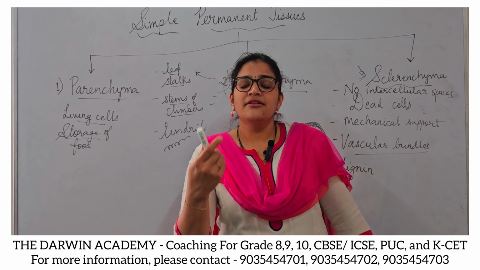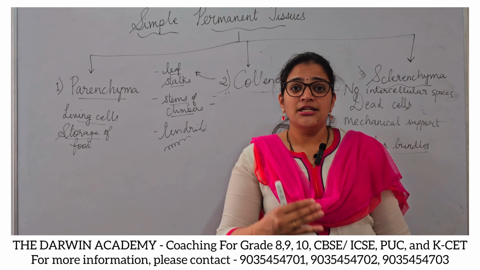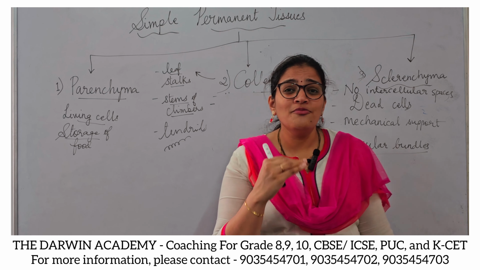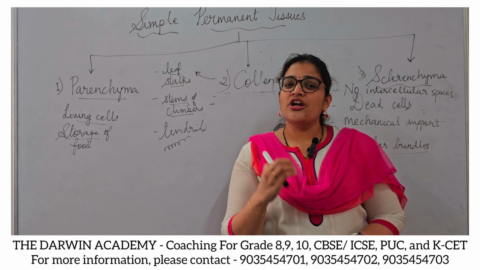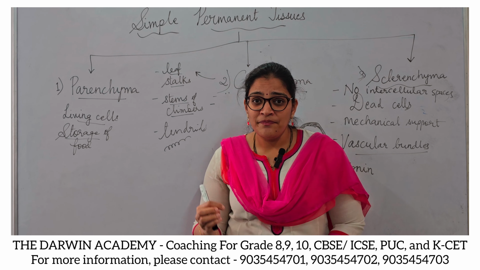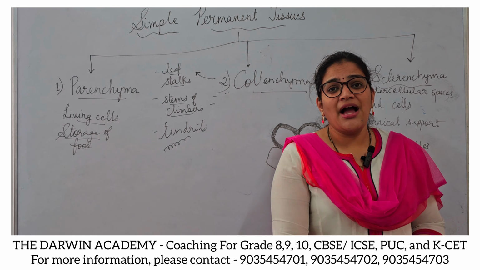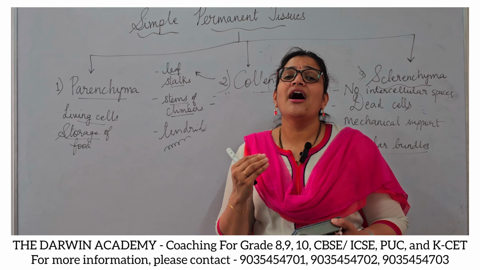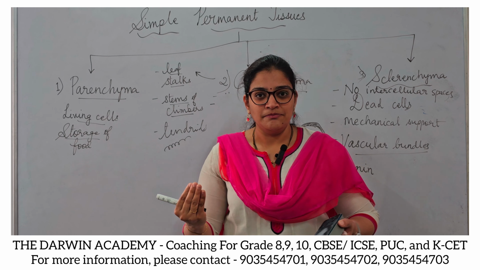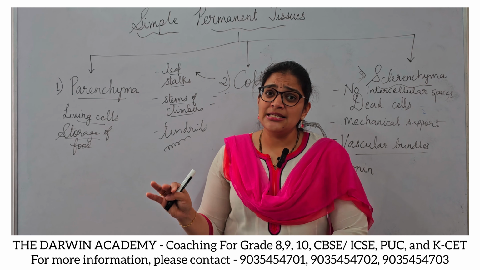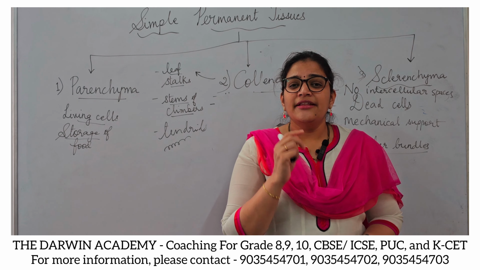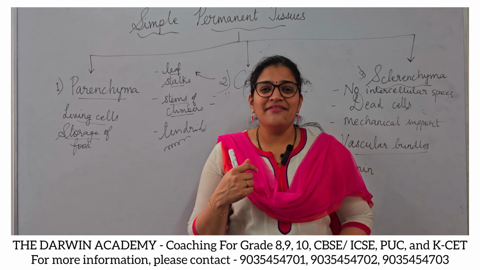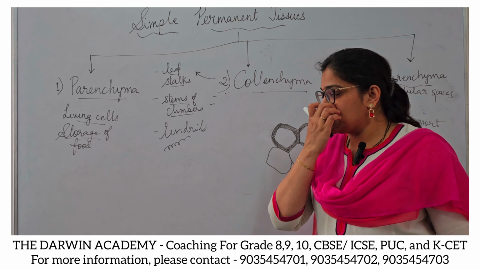If there are too many air pockets between the parenchyma cells, then such tissue is called aerenchyma. Aerenchyma is seen in aquatic plants to keep them afloat. Parenchyma cells which have chloroplasts are called chlorenchyma. They are mainly seen in leaves and they help to carry out photosynthesis.